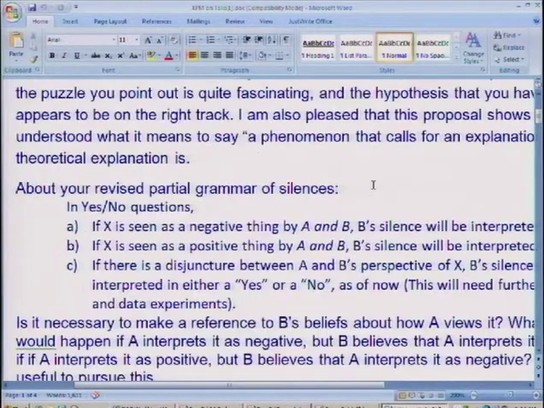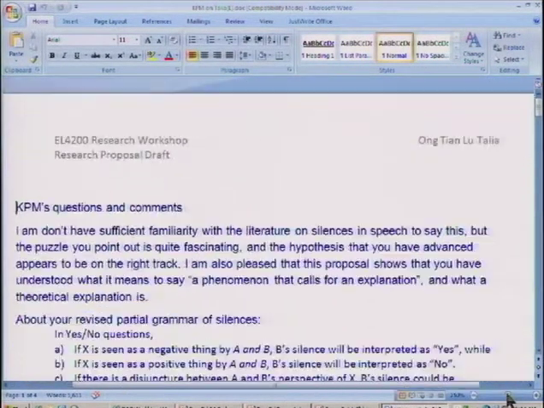So you notice here that I'm also pleased that this proposal shows that you have advanced, that you have understood what it means, and so on. So you notice that the improvement happens very well. This is a very good example of using the discussion forum.